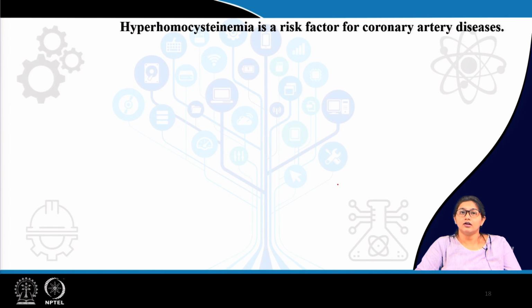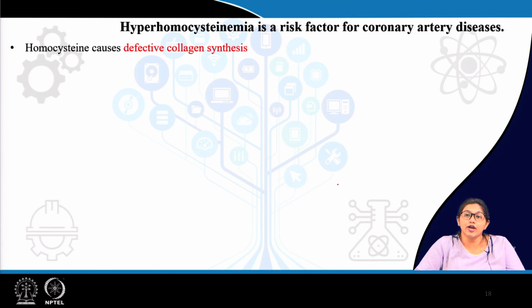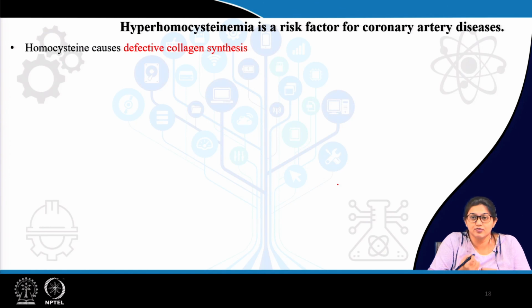Now, why is hyperhomocystinemia, or increased homocysteine, a risk factor for coronary artery disease? Because homocysteines are considered prothromboembolic molecules. Now, how is coronary artery disease propagated via homocysteine?